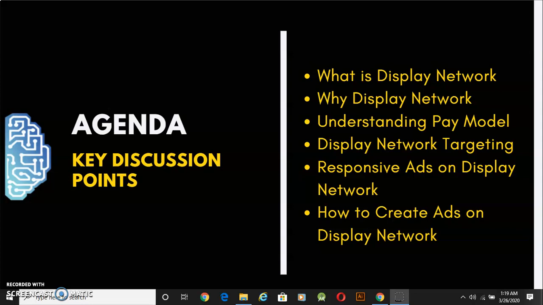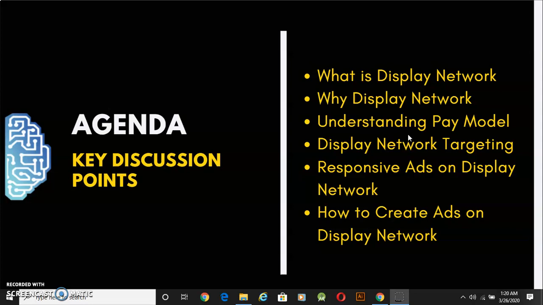Then goes your pay model. So understanding the pay model. Now on what basis do you pay? While in case of search network, we pay for every click. The pay model over there is cost per click. CPC is the pay model over there in case of search network.